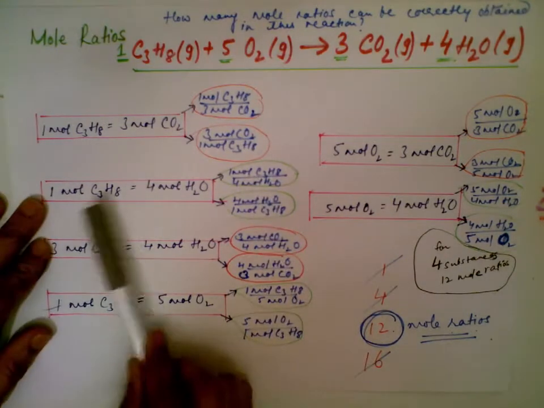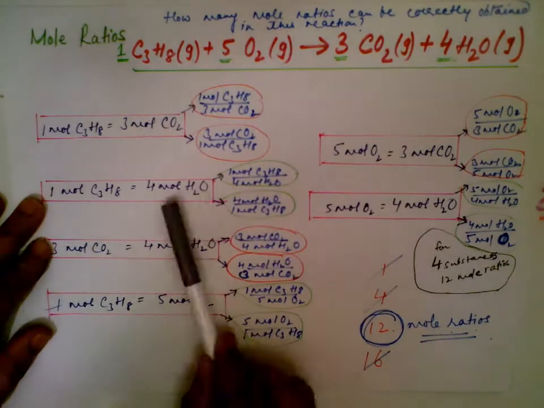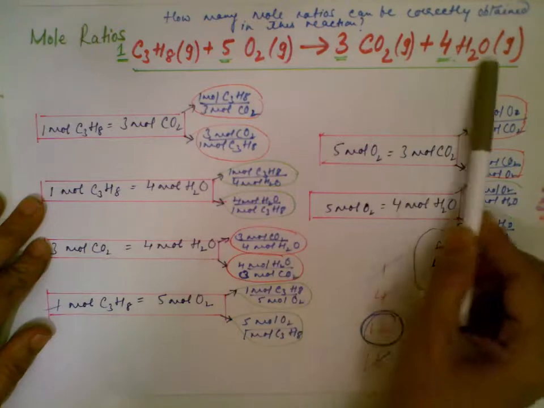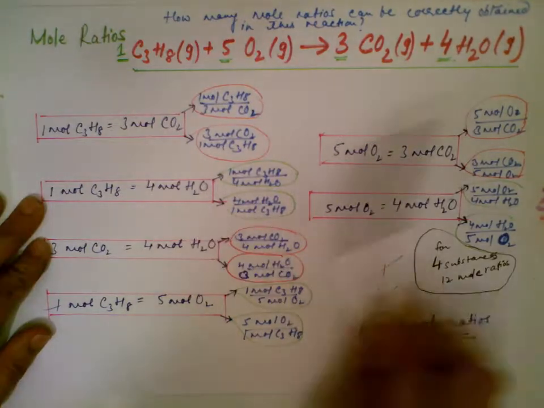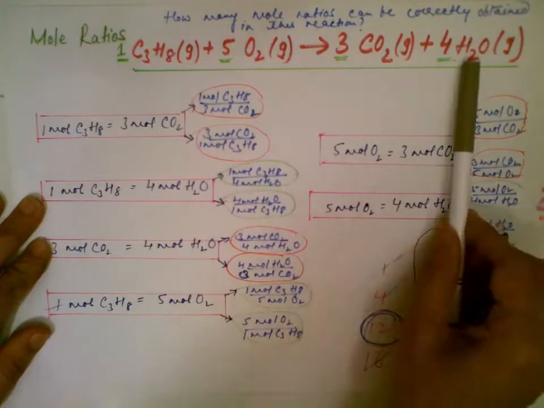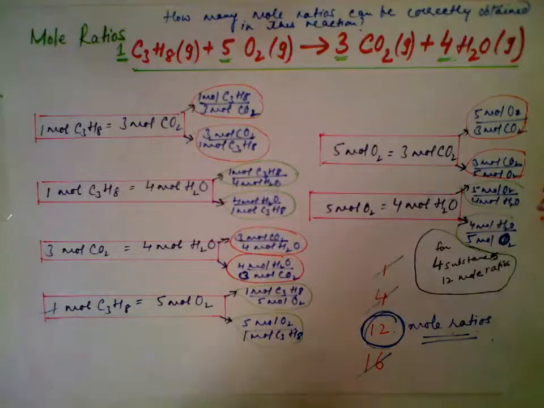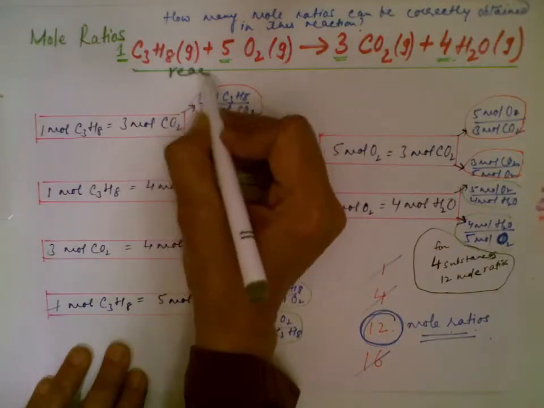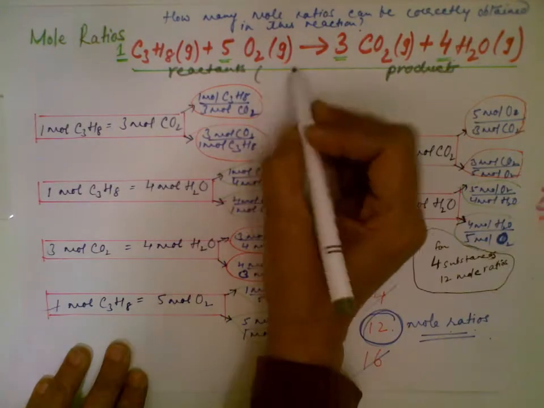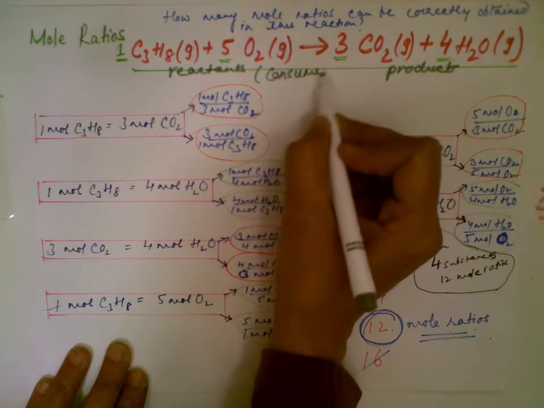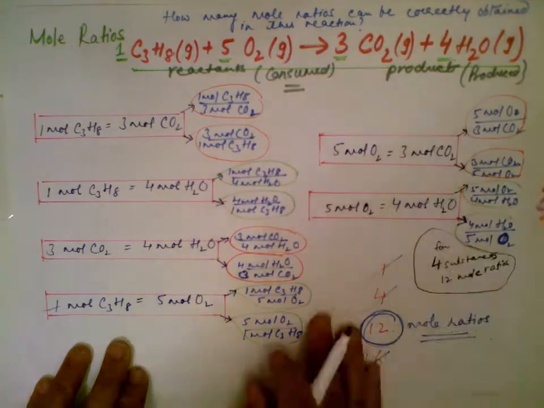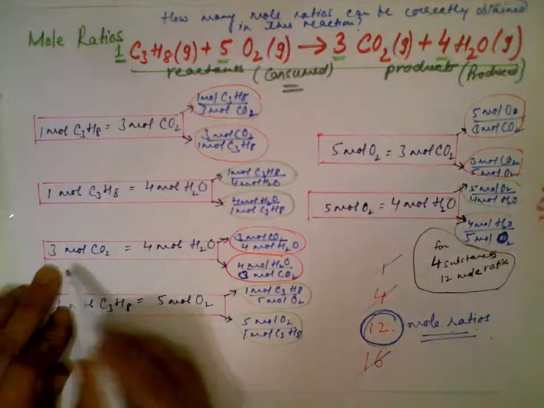Similarly here, for 1 mole of propane consumed, 4 moles of water are produced. The word produced is for the products, consumed is for the reactants. Just remember, products produced, reactants consumed. Let me write it down here. These are the reactants and these are the products. Reactants are consumed during the reaction and products are produced.